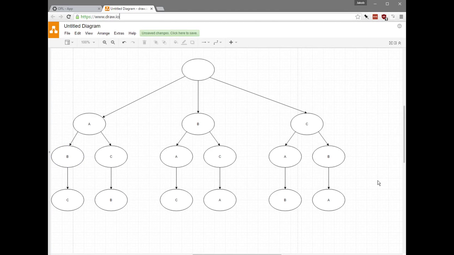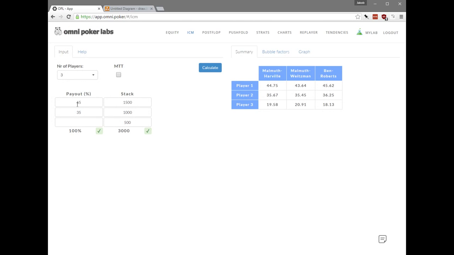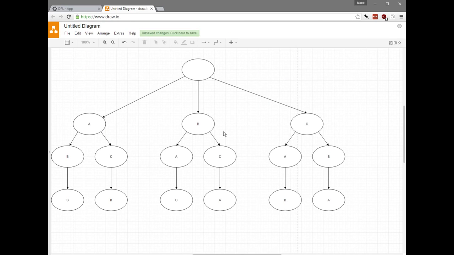So finally, to get the ICM equities, we look at each possible outcome and we look at the payout table for the tournament here. And then we just assign to each player the payout for the place in which he finishes in each outcome. So for example, here in this first outcome, player A gets nothing since he's eliminated first. Player B gets 35% of the prize pool and player C gets 65% of the prize pool. And we do this for all the possible outcomes and multiply in each case by the probability of the outcome. And then we sum up all these probability weighted equities, and that gives us our overall ICM equity.